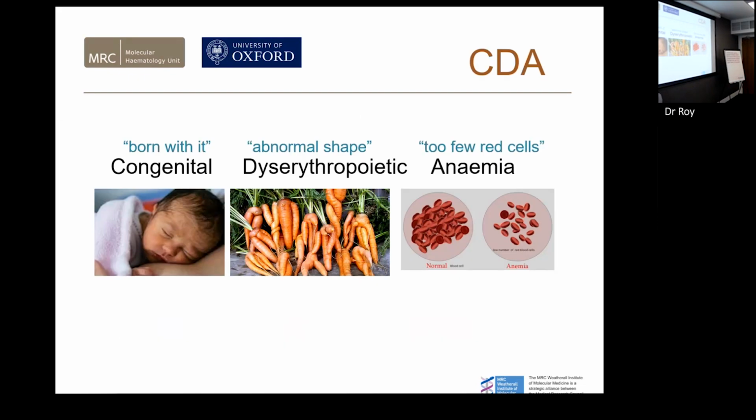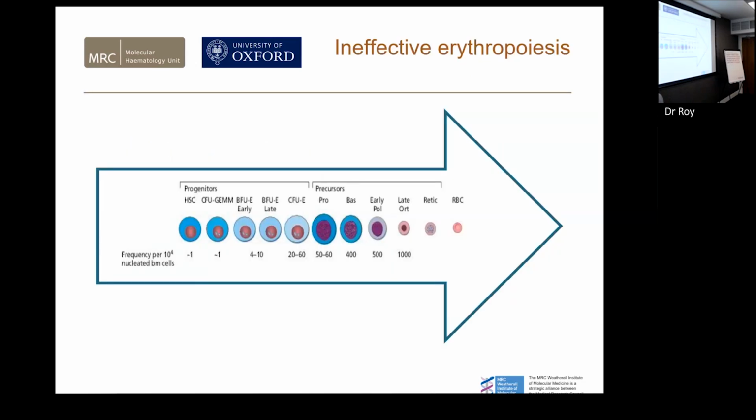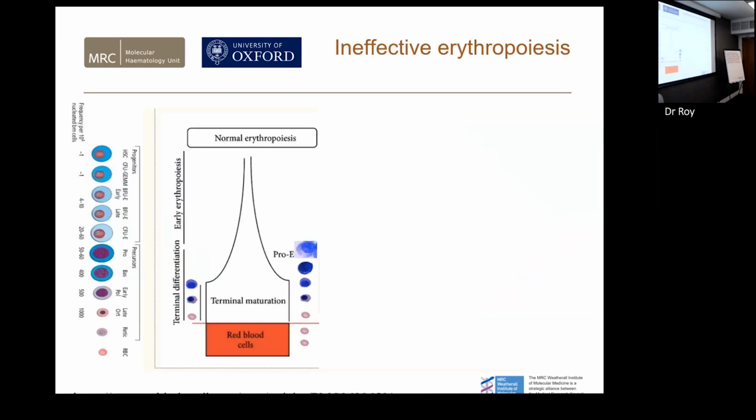So CDA, congenital dyserythropoietic anemia. What does it mean? Congenital just means you're born with it. Dyserythropoietic, all it means is that the shapes are abnormal. It doesn't say anything else about the pathophysiology or anything like that. It just means they don't look right. And anemia is obviously too few red cells. And I've already shown you this slide.